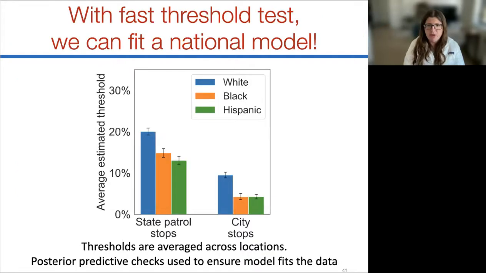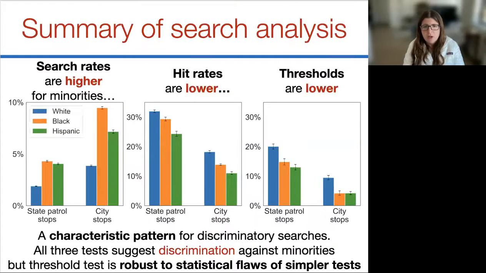With the fast threshold test, we were able to fit a national model, and I've shown you the results here. The model does infer that lower thresholds are being applied in searches of Black and Hispanic drivers, suggestive of discrimination. So to summarize, I've told you 3 results of our search analysis. And this is a characteristic pattern for discriminatory searches. You'll see it, for example, if you look at the stop and frisk policy in New York City, which was a large scale search policy that was found to be unconstitutional for reasons of racial discrimination by a federal judge in 2013. The pattern basically is that search rates are higher for minority drivers, hit rates are lower, and thresholds are lower. So all 3 tests here are reassuringly pointing in the same direction, suggesting discrimination against minorities, but the threshold test is doing so in a way which is robust to the statistical flaws of simpler tests.